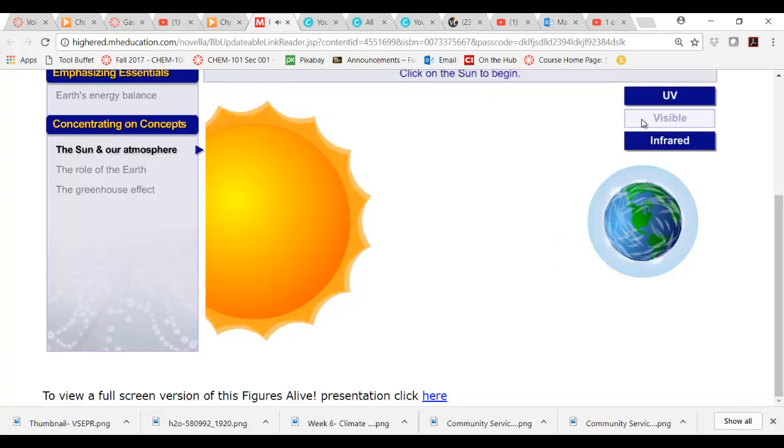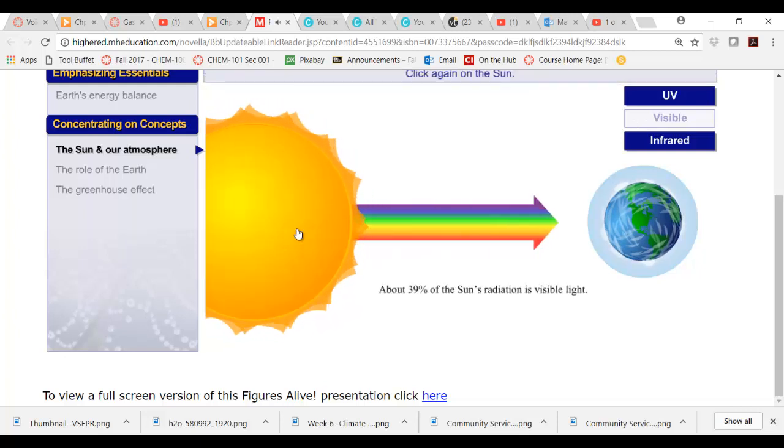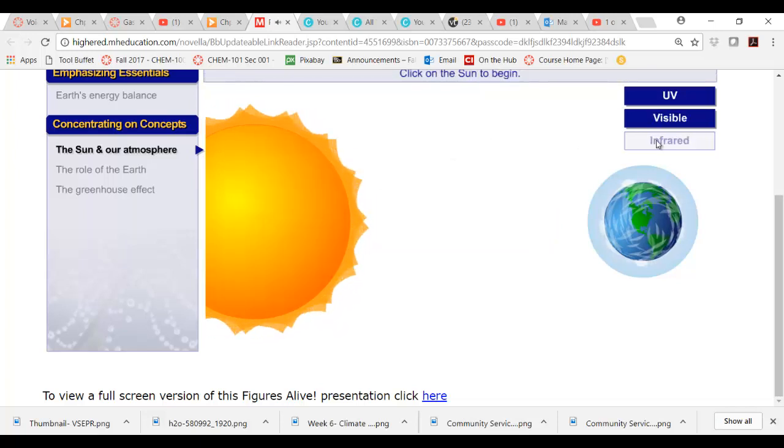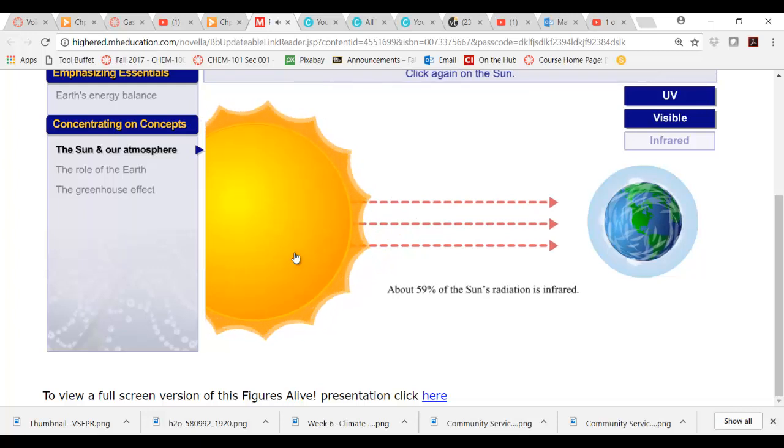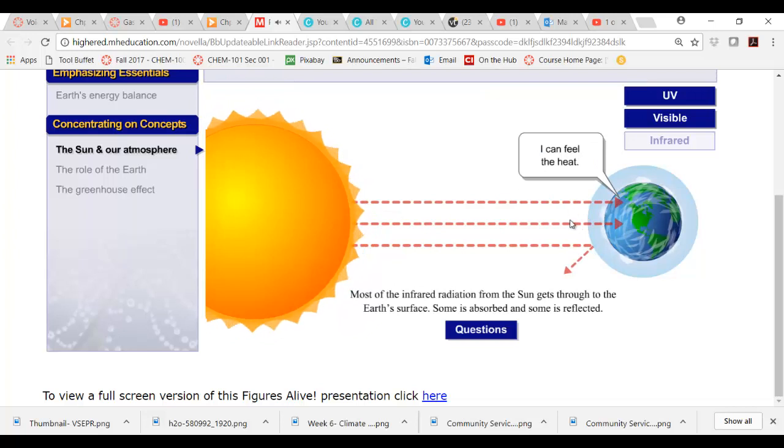Now if we look at visible light, it is about 39% of the sun's radiation. And finally we get to infrared, and infrared is about 59% of the sun's radiation. Now when this radiation, the infrared, hits the earth, some of it does get reflected. Remember, that's what warms up our earth, that infrared radiation.